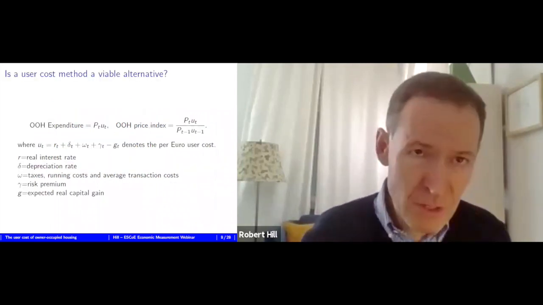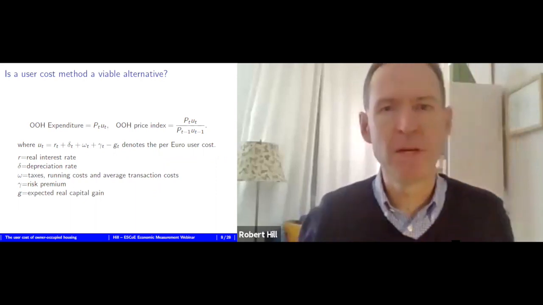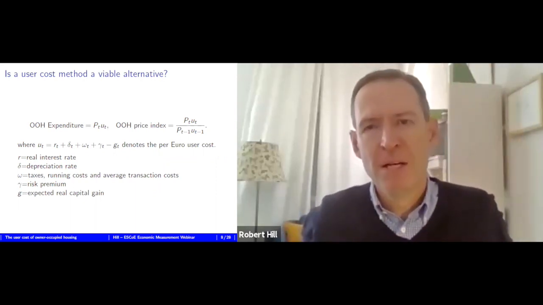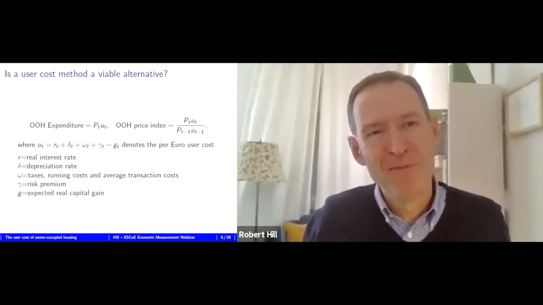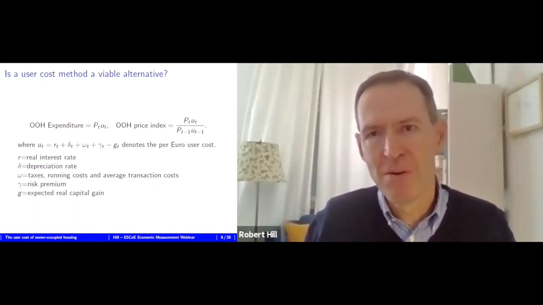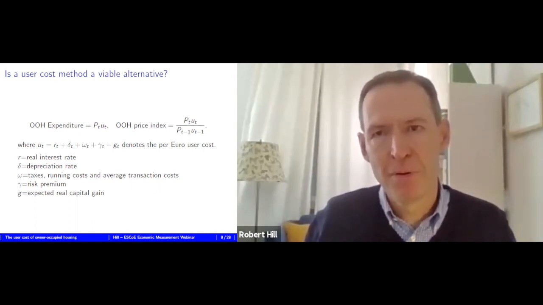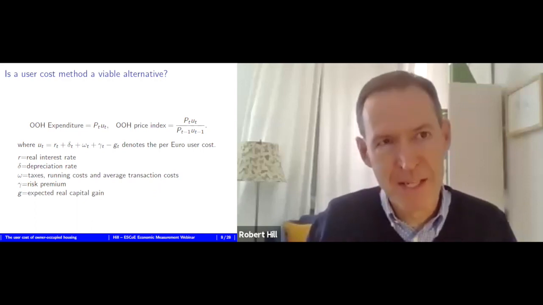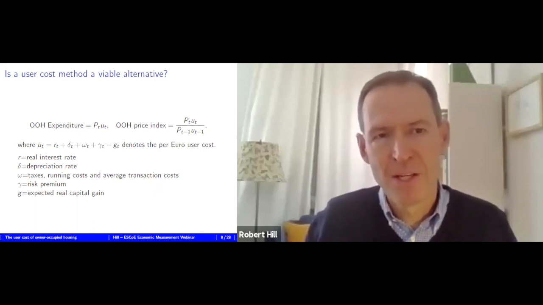So let's look at an alternative, which is to use some kind of user cost method. Central banks are kind of nervous about using a user cost method because it's clear from previous work that problems can arise when you try and bring housing into a price index, into a house price index, using a user cost method. I mean, bringing in OOH.